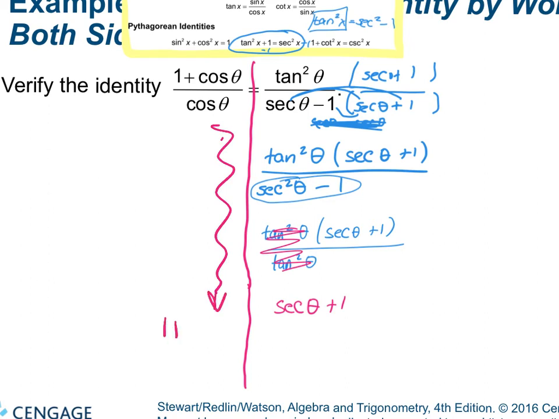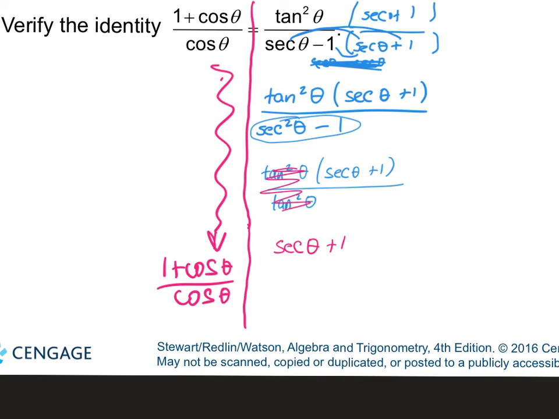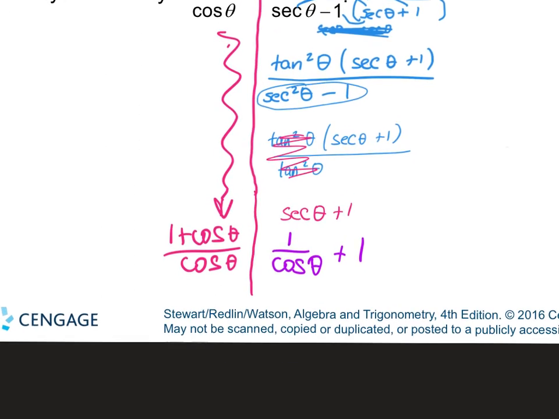This was 1 plus cosine theta over cosine. All right, so now you guys are like, well, it's still not the same. Well, what are our most basic trig functions? Sine and cosine. So on the left-hand side, I'm in sines and cosines. What about the right-hand side? How can I rewrite secant? I can write this as 1 over cosine of theta plus 1, because I still have that 1 there.